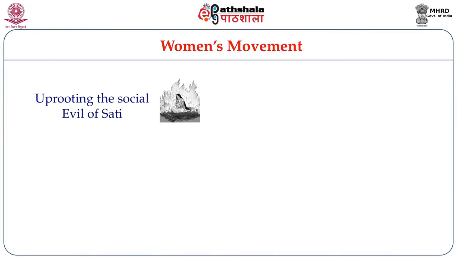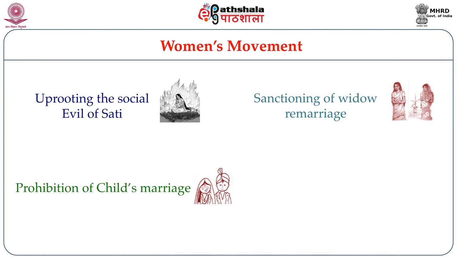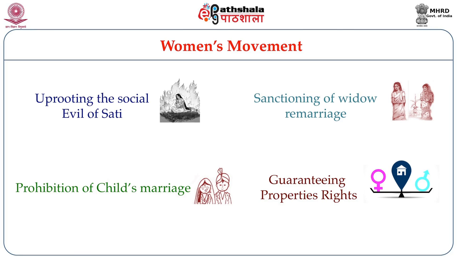The key issues that were addressed during this period mainly revolved around uprooting the social evil of sati, prohibition of child marriage, sanctioning of widow remarriage, and also guaranteeing property rights to women through legislations, and also addressing the issue of education for women.